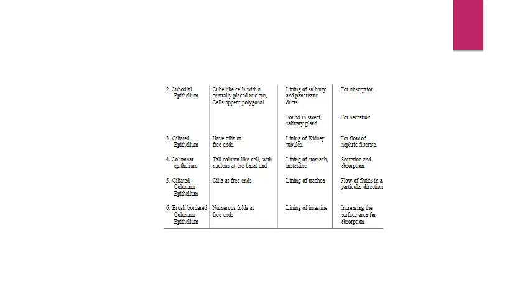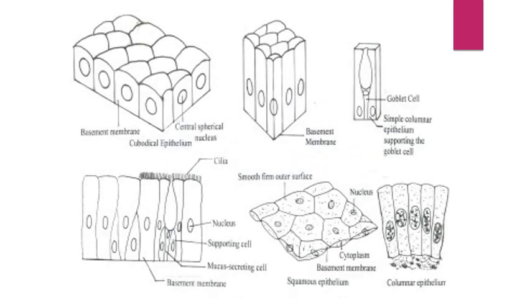Ciliated epithelium has cilia in its free ends. Columnar has tall column-like cells. Ciliated columnar has cilia at free ends, and brush bordered has numerous folds at free ends. This is the structure of these types of cells.